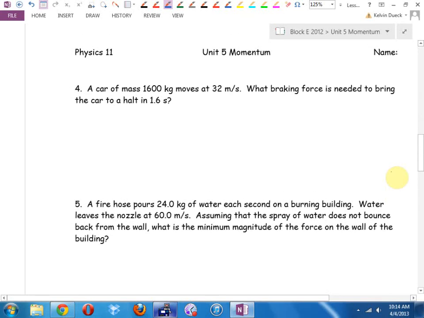A car of mass 1,600 kilograms moves at 32 meters per second. Okay. What braking force is needed to bring the car to a halt in 1.6 seconds? I'm sensing a change in speed. I think there's a change in momentum. Let's see if we can solve this using impulse. Let's see if we can solve this by saying, well, impulse equals impulse.